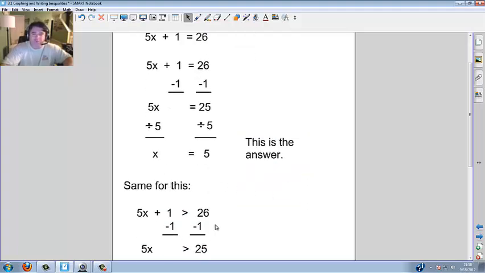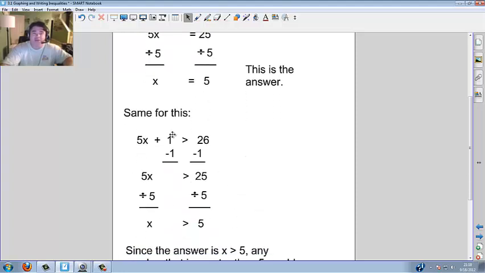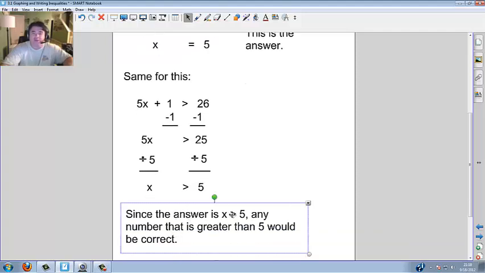So it's the same for this here. We're still going to minus 1 from both sides, no big deal there. And we're still going to divide by 5. Notice how we started with greater than, we ended with greater than. So the answer is x is greater than 5. Any number greater than 5 would be correct.